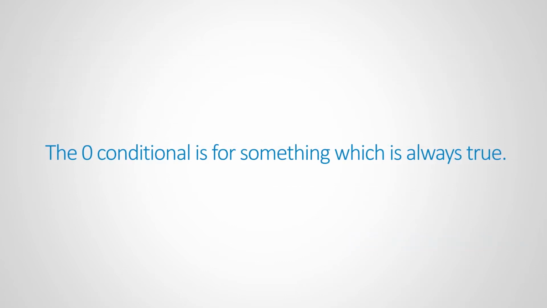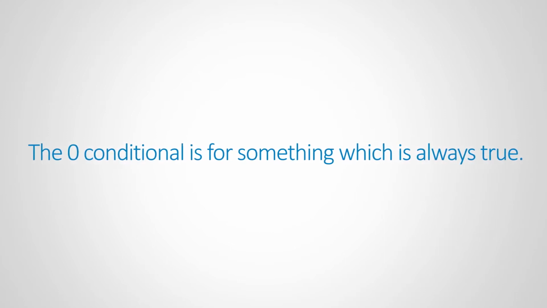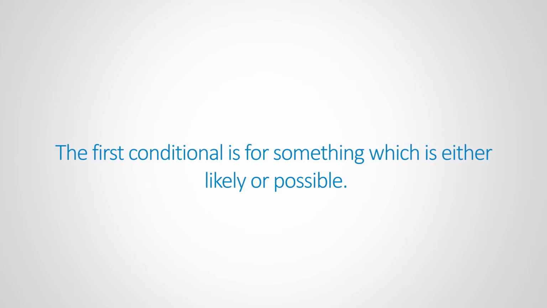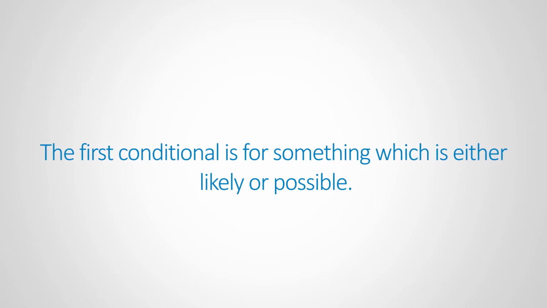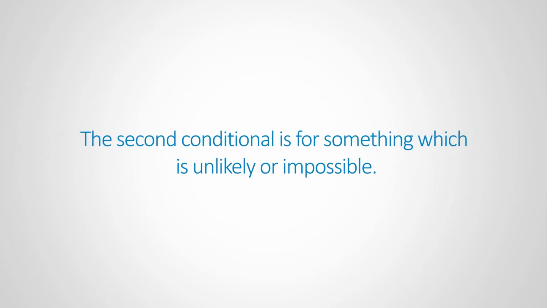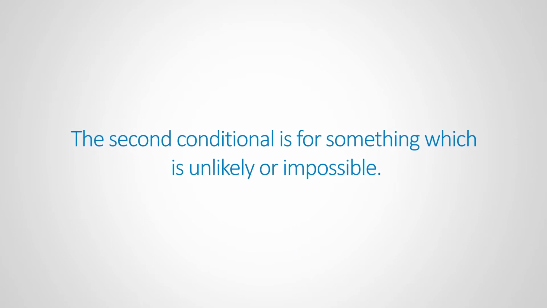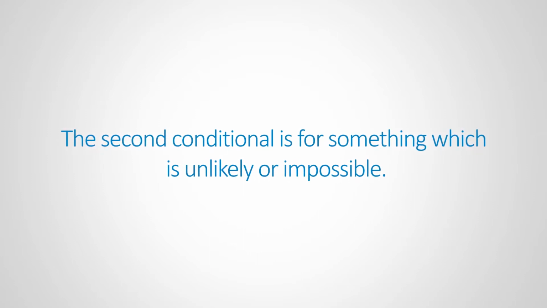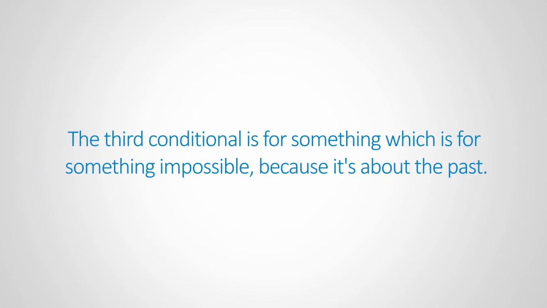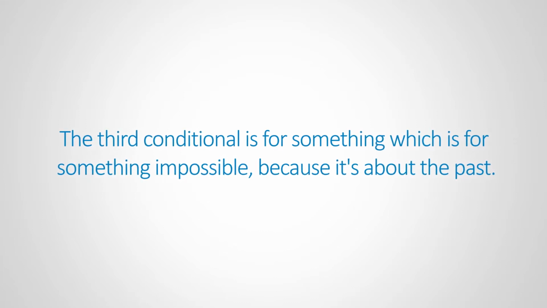The zero conditional is for something which is always true. The first conditional is for something which is either likely or possible. The second conditional is for something which is unlikely or impossible. Third conditional is for something impossible because it's about the past.